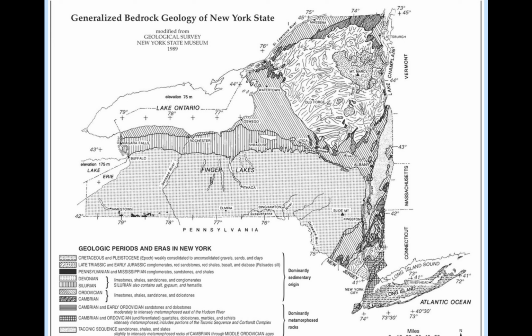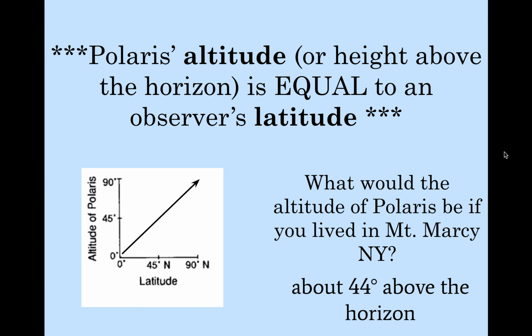So the question again is, what would be the altitude of Polaris if we lived on Mount Marcy? So the first order of business is finding Mount Marcy, which is right there. Now we need to find our latitude. Latitude, remember, are the lines that go across. And so the latitude of Mount Marcy is about 44 degrees north. It's a little bit farther north. So, what would be the altitude of Polaris? About 44 degrees above the horizon. Because the altitude of Polaris will always equal the latitude of the observer.